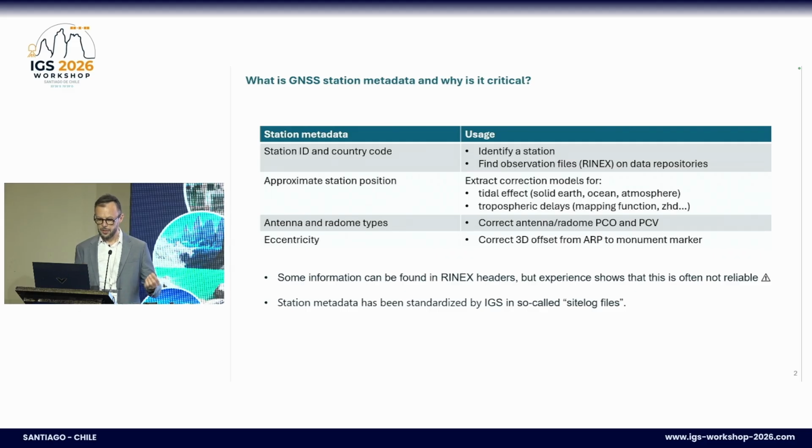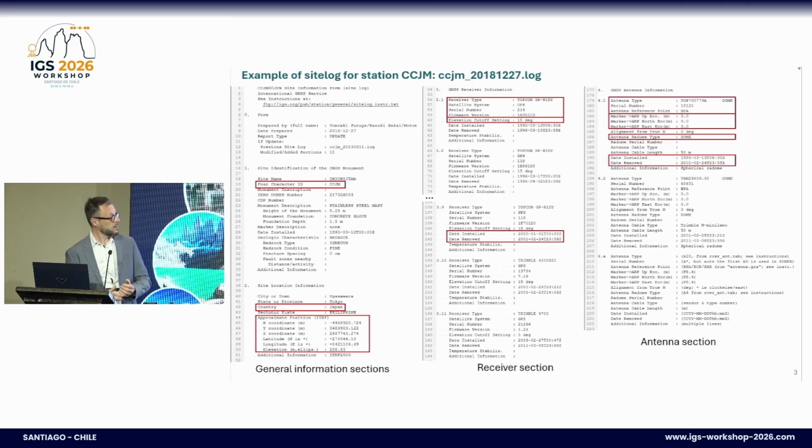So some of this metadata can be found in the RINEX headers, but experience shows that this is often not reliable. So IGS introduced a standardized file called sitelog file. And this is an example for one station, CCGM, located in a Japanese island. And I will come back to this station in my examples later. So this is why I spent just a few seconds to describe the content here.